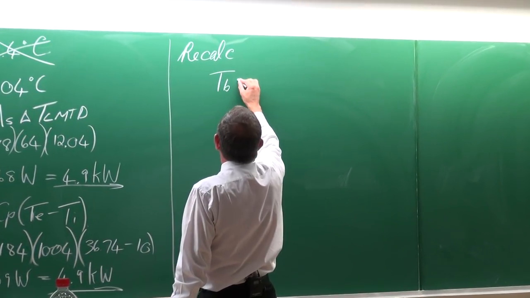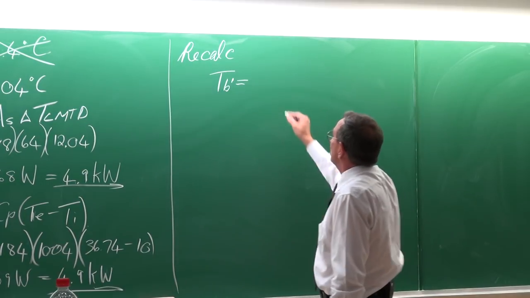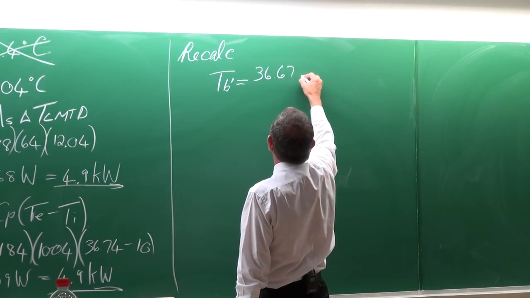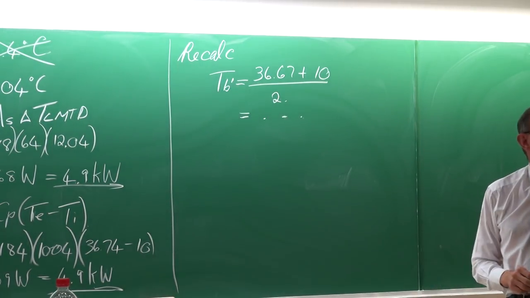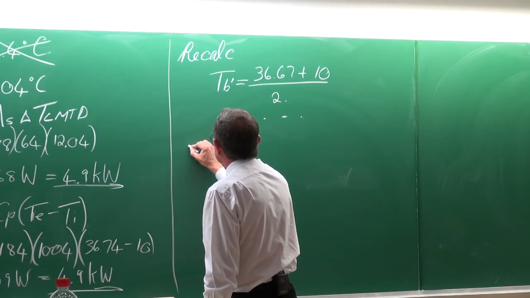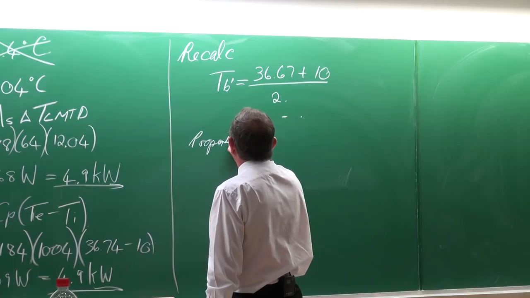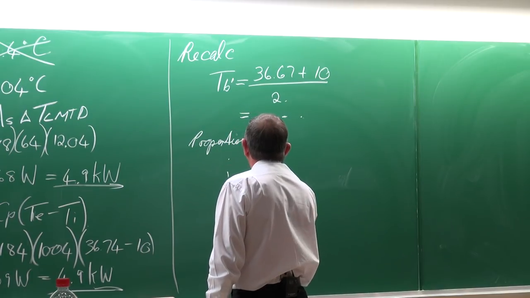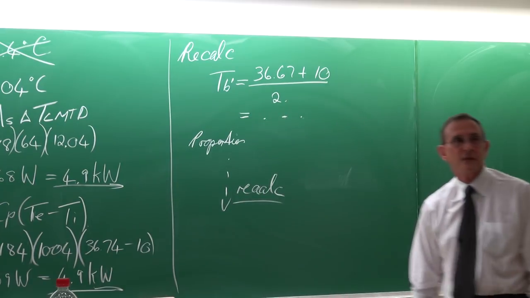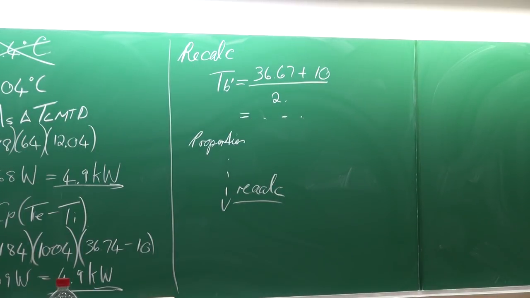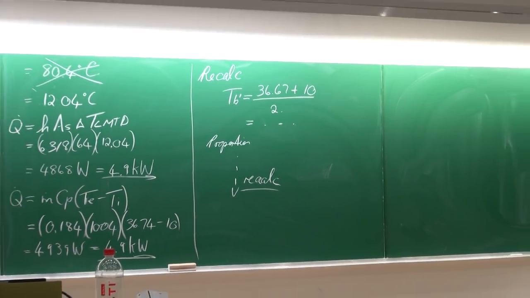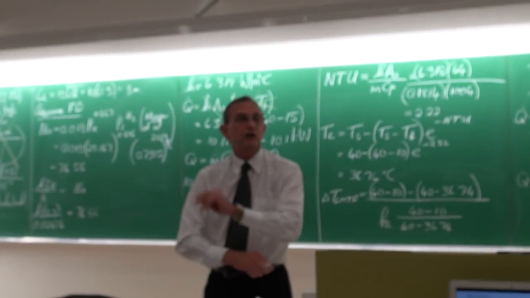So now we can recalc and say our next bulk temperature should be equal to 36.67 plus 10 divided by 2. We should get that value, and then all the properties and recalc. Now, in the test or exam, you can just mention that to me. You don't have to go and do it, because we do not have enough time. But you will be surprised to see how accurate your first answer will already be. It will not be perfect, but it will really be very good.